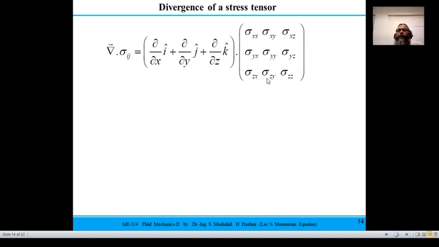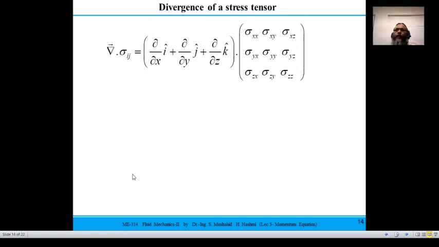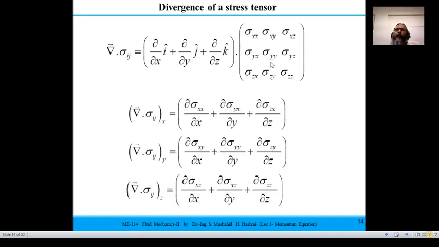If we take the divergence of that stress tensor, so we have this stress tensor, and what we do is we take the divergence. So this is our del operator, which is a vector, and this vector is a tensor of rank 1, and if it is multiplied by the tensor of rank 2, what do you end up with? You end up with 3 components. That would be the x component, that would be the y component, that would be the z component.